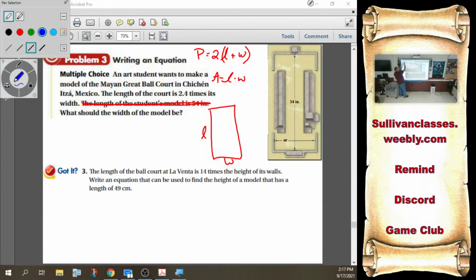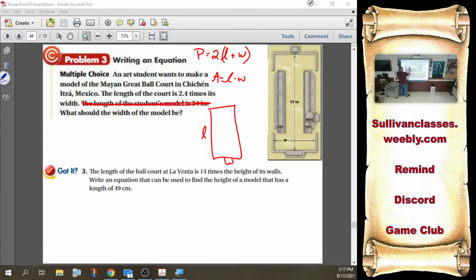Go back to when we did all of our stuff about changing words into math. The length is 2.4 times width. Is means equals. The length is 2.4 times its width. That one sentence, it says it right there. Is means equals. So length is 2.4 times width.